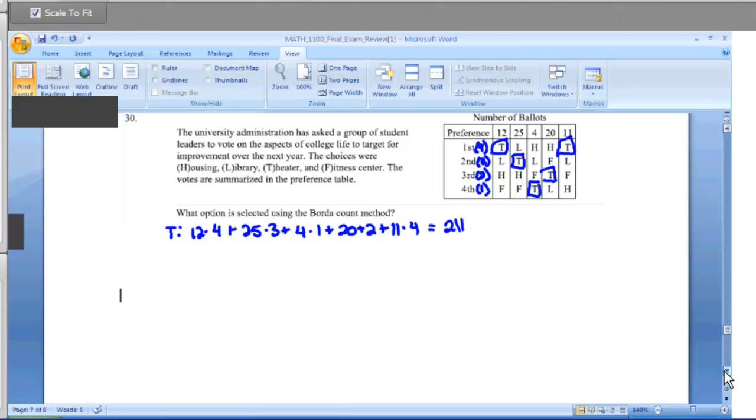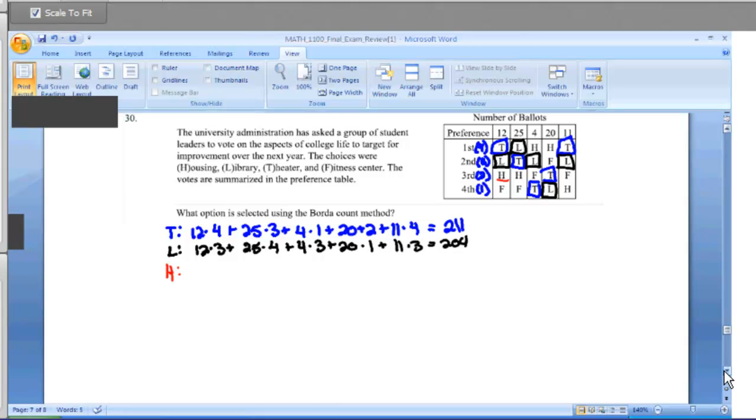And then let's look at library. So for the library, we've got 12 that voted it as second place, or 3 points per vote. 25 that voted it first, or 4 points per vote. 4 that voted it second, or 3 points per vote. 20 that voted it fourth place, or 1 point per vote. And 11 who voted it second, or 3 points per vote. And that gives us 204 points for the library.